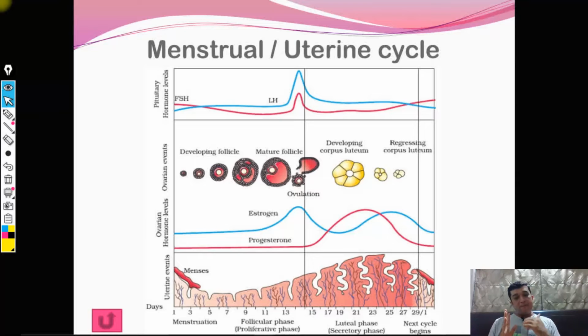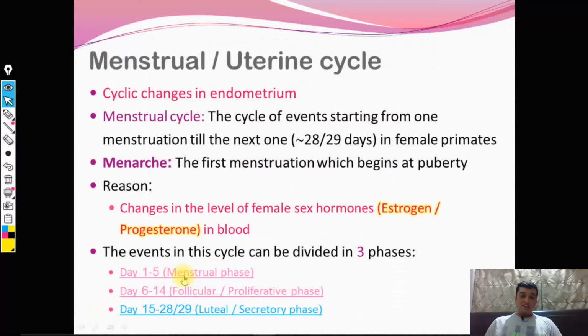The temperature based method also can be used, but it is not advisable, right. Definitely all natural methods of family planning are full of error, because these are all biological processes we are dealing with. So let's move to the phase we are discussing.